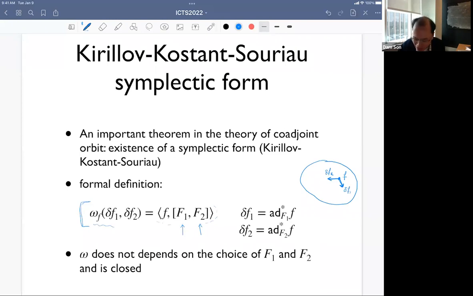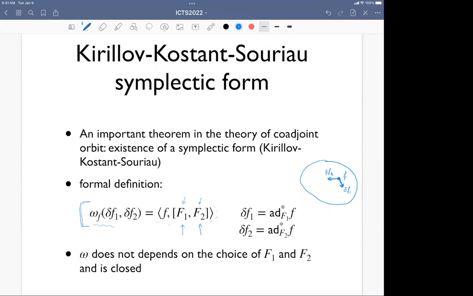So now here one has to check that this formula doesn't depend on which capital F1 and which capital F2 we choose. There is an ambiguity. And also we have to show that this is a closed form, and both can be shown. So that is the definition. Yeah, about the closedness, it looks as if we can show it from the Jacobi identity, right?